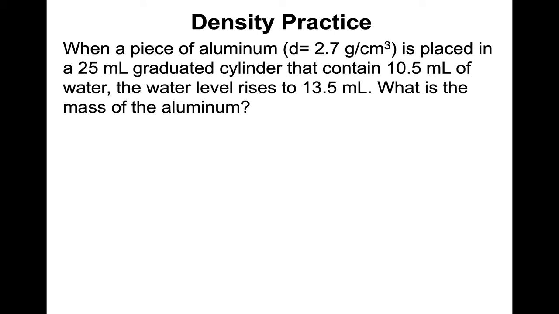Let's try a little practice with this. You have a piece of aluminum, its density is 2.7 grams per cubic centimeter. When we see grams per cubic centimeter, we know we're looking at density. And it will not change; all aluminum has this density. You place it in a graduated cylinder that has about 10.5 mL of water. The water will rise up to 13.5 because you put this in here. What's the mass of the aluminum? This is the displacement method. I have to tease it out a little bit because it's an irregularly shaped piece of aluminum. I have to get its volume by taking the difference between those two.